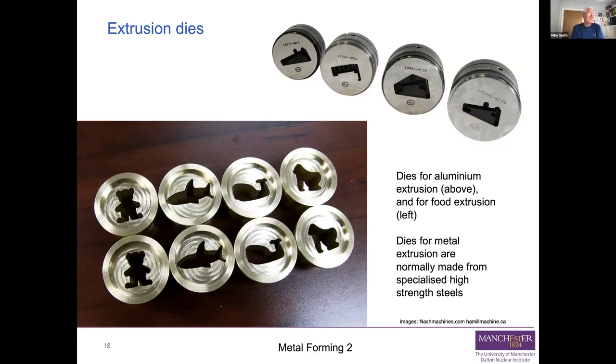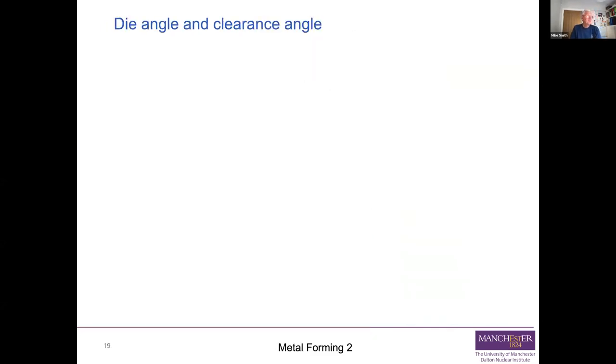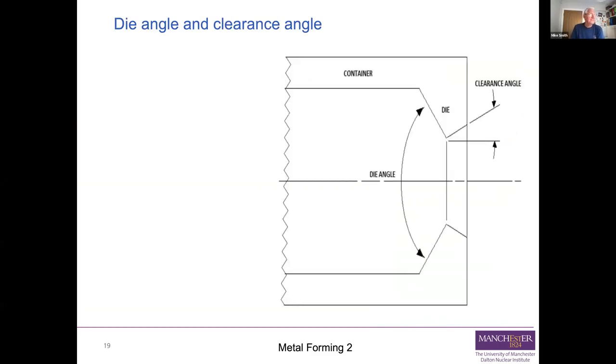Now, if you're trying to extrude aluminium or steel, then you'll be using specialized high strength steel for your dies, and they'll be expensive. If you're extruding pasta, you can probably go with stainless steel. So there's some examples of extrusion dies, and there's a Play-Doh extrusion die. So they're not always flat.